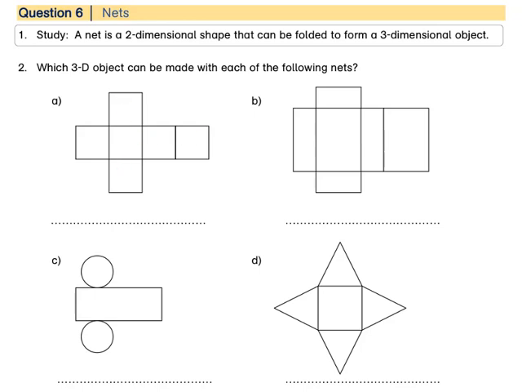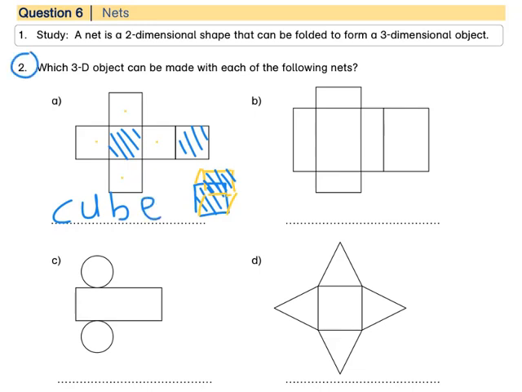If we look at A, we have 6 identical squares. Now this square at the bottom forms the base of our cube. Then we have 4 squares that wrap up that form the sides of our cube. And then this square there is folded to the top and it forms the top of our cube. So this is the net of a cube. Press pause to complete 2 by yourself.